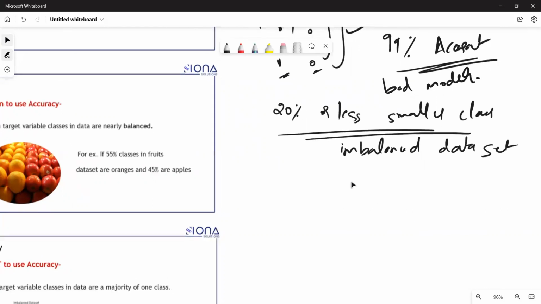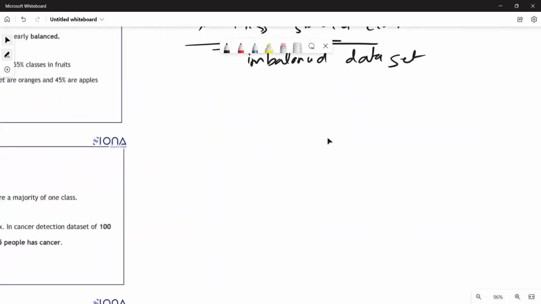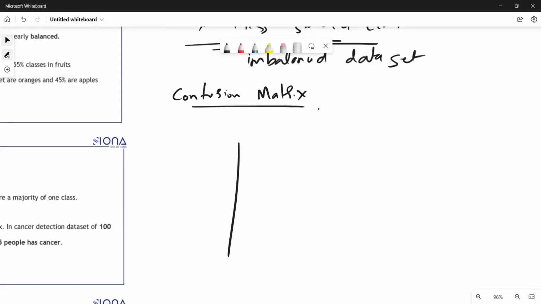All right, now let's see something which we can work on, building something other than accuracy. That something is called the confusion matrix. So this confusion matrix looks something like this.